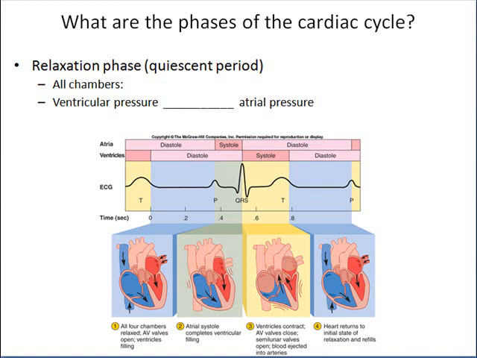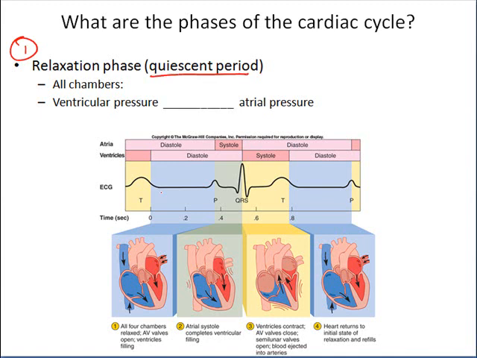So let's look at the cardiac cycle. Again, this is the sequence of events that happens in the heart throughout the time period when we have depolarization and then contraction and repolarization. All of those events together form the cardiac cycle. Traditionally, the cardiac cycle is considered to begin with what's called the relaxation phase, or the quiescent period.